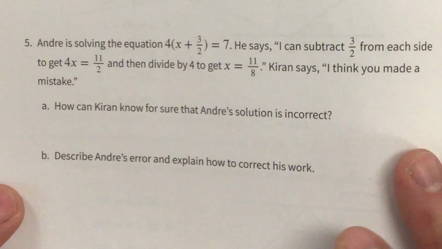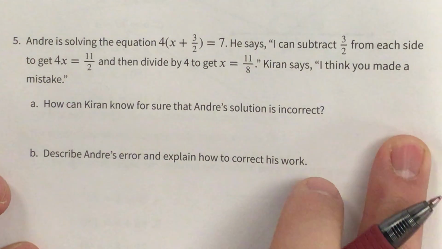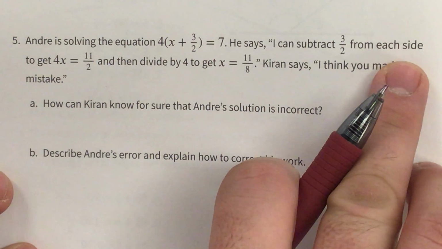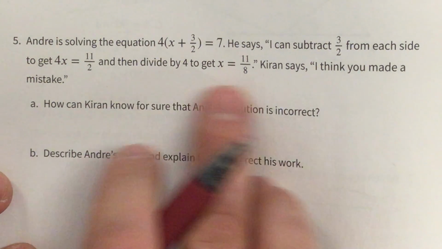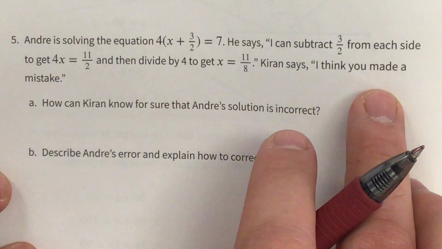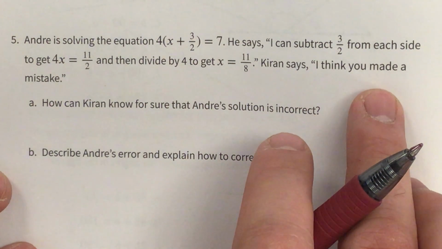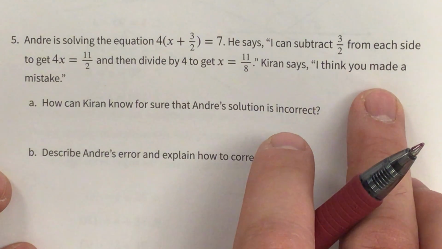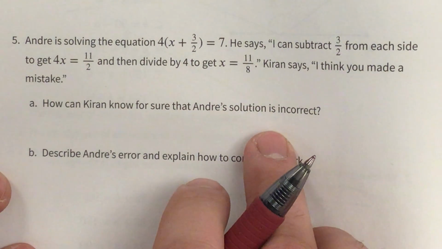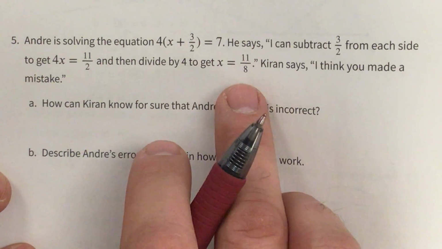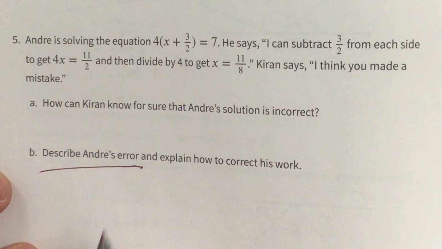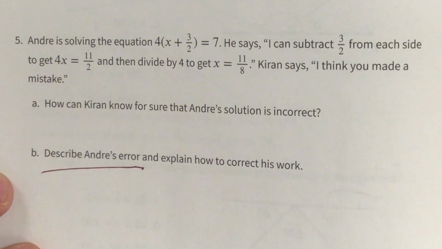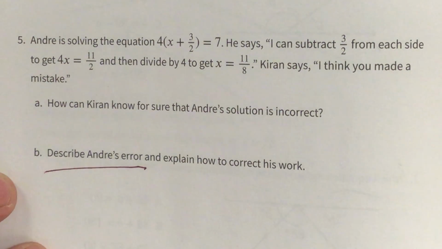Question 5, Andre is solving the following equation, and he has a little statement here. He said he can subtract 3 halves from both sides and get 4x equals 11 over 2. And Kieran says, you know what? You made a mistake. Something doesn't work. And Kieran's right. Okay, A. How can we know for sure that doesn't work? That's what you're going to write down for A. B, state his error and explain how to fix it. It's not asking you to solve it. It's saying you explain what should have been done in that process.